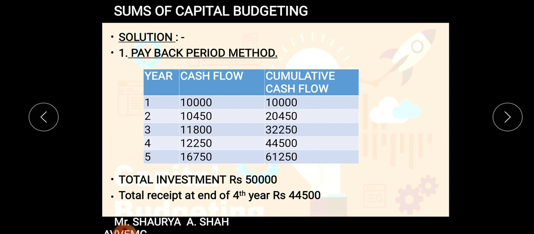Fine. Now from this, students, you need to find out in which year you are getting back the total investment. What is my total investment? 50,000. If you see the above years, in the fourth year I am receiving 44,500, that is closer to 50,000. In the fifth year, I am receiving 61,250. So what will be my answer? My answer will be between the fourth and fifth year. But what exactly, that we need to find out, right?